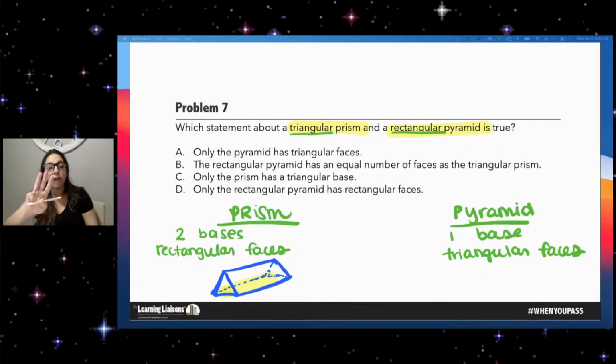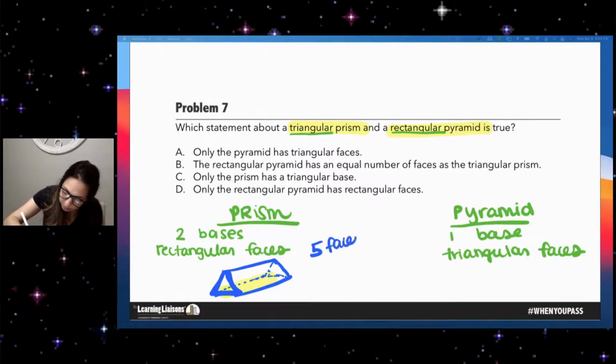There's 3 rectangles. How do I know there's 3 rectangles? Because a triangle has 3 sides. So I know that there are going to be as many rectangles as there are sides on my base. I'm going to say that again. I know that I'm going to have just as many rectangles as I do sides of my base. So this has 5 faces.